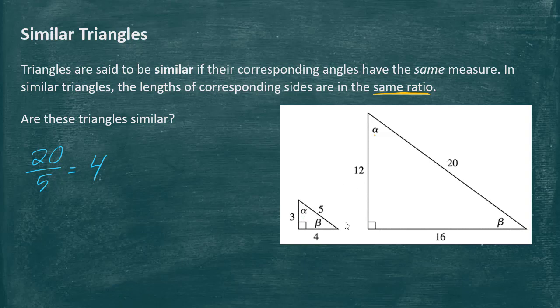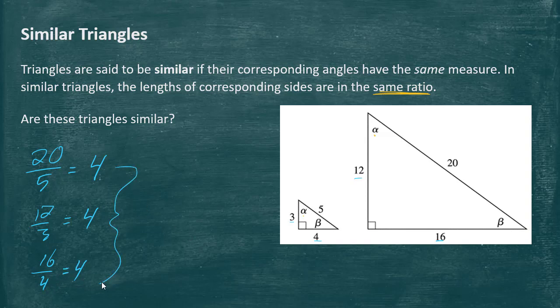So let's try another pair here. Looks like between alpha and the 90-degree angle, that happens to be a 12 and a 3. So if I did 12 divided by 3, we'd notice that also turns into 4. And do one last check for the last one. The side between beta and the 90-degree angle is a 16 on one, a 4 on the other. So 16 divided by 4 also gives me 4.